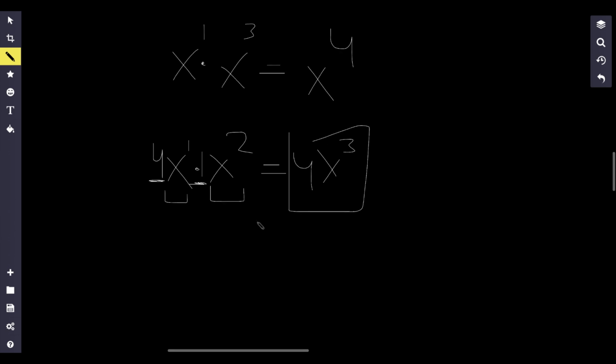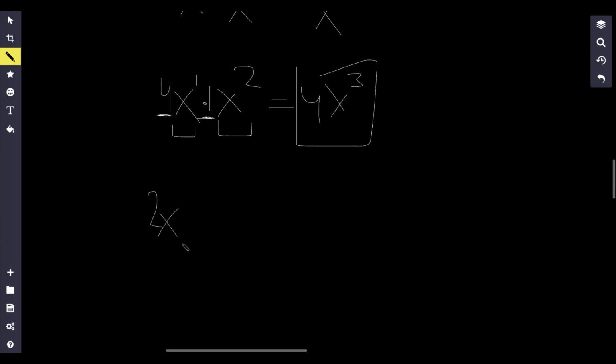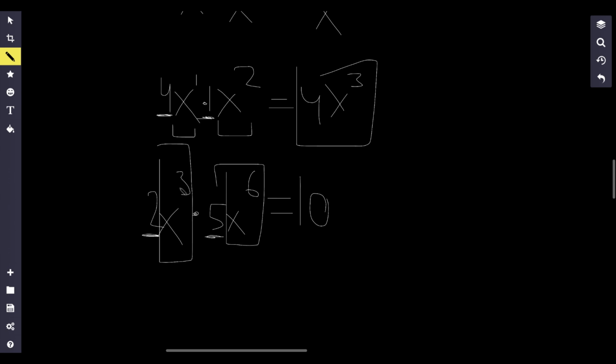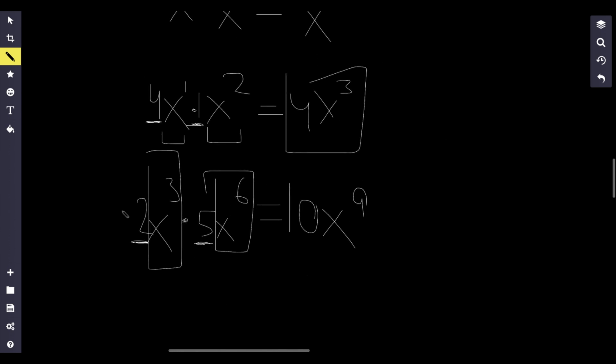And there's your answer. If you have, let's say, 2x to the third power times 5x to the sixth power, what you do is you first multiply out the coefficients. 2 times 5 is 10, and then you multiply out the x terms next. So x to the third times x to the sixth is x to the ninth. Very similar to combining like terms, like what we did before, right? You combine the non-x terms first, and then you combine the x terms second.